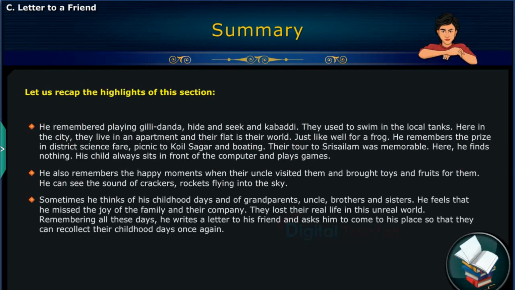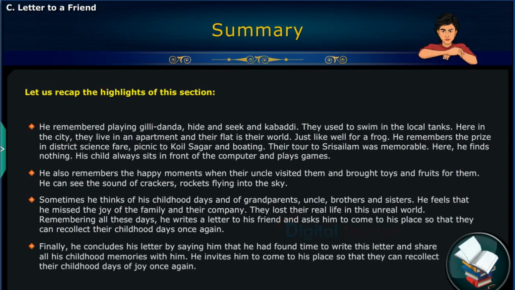Sometimes he thinks of his childhood days and of grandparents, uncle, brothers and sisters. He feels that he missed the joy of the family and their company. They lost their real life in this unreal world. Remembering all these days, he writes a letter to his friend and asks him to come to his place so that they can recollect their childhood days once again.